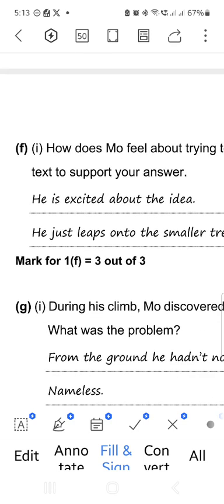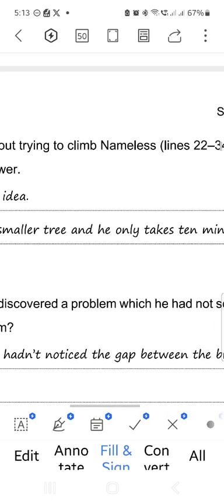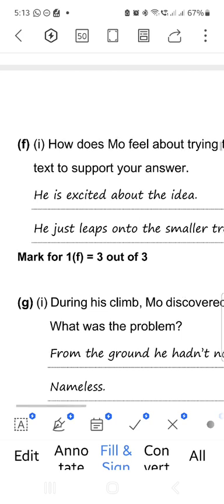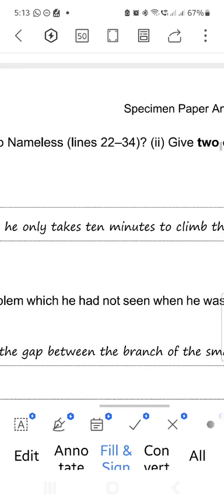Okay. Then F. How does Mo feel about trying to climb nameless? How does? That word how does tells us that this question demands implicit understanding. The answer is not clearly written. This question is about feelings. All the feeling questions, the questions that have the word feeling in them, require implicit understanding. You will write that answer in your own words.